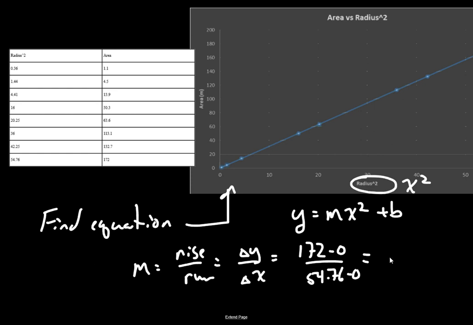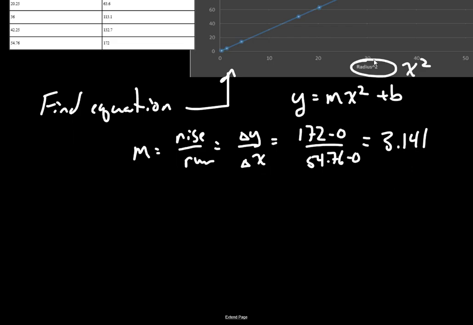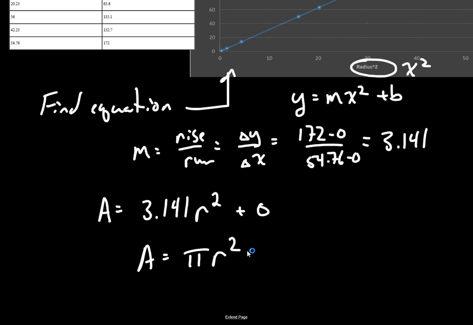So this value that I get here is 3.141. And so what that does then is it leads us to now write this out in its correct form. Y, which is area, right? Y equals mx plus b. Area equals m, 3.141, times my x value. Well, my x value is actually the square of radius, r squared, plus an intercept of 0. Aha! The area is equal to pi r squared.